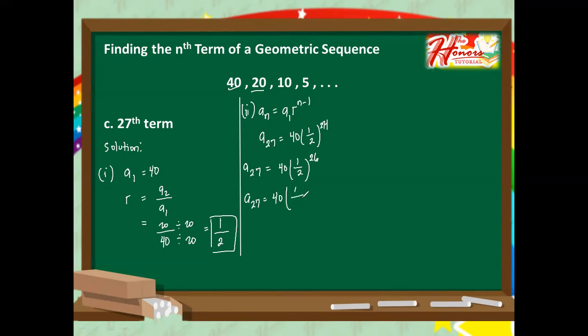is 1 over 2 raised to 26, that is 67,108,864. And then we have here a sub 27 is equal to 40 over, let's multiply 40 and 1. So that's why we have here 40 over 67,108,864. And then to simplify this, let's try to divide it by 4.